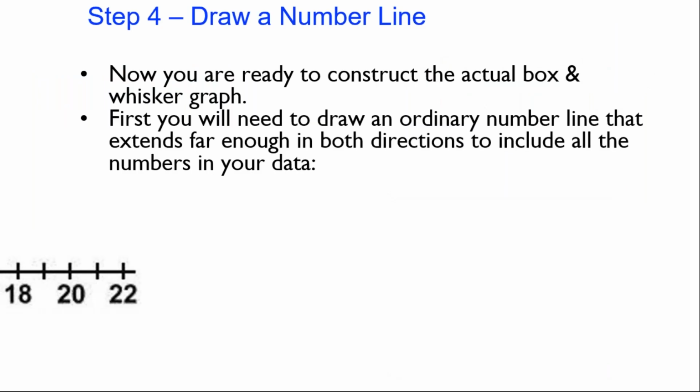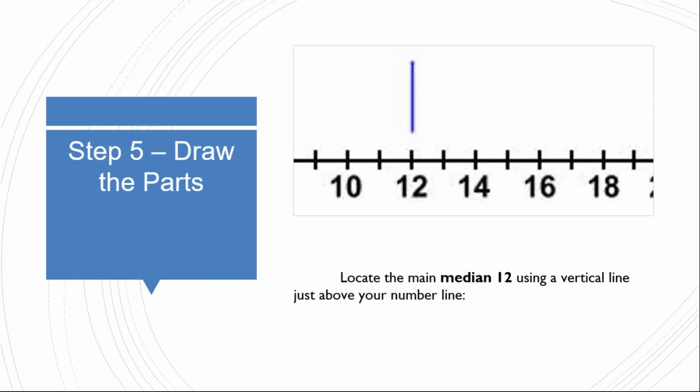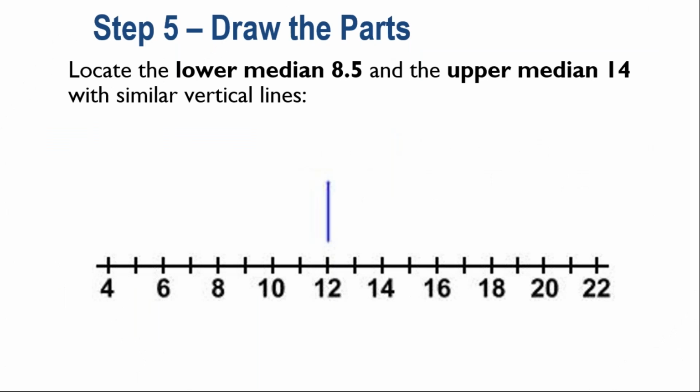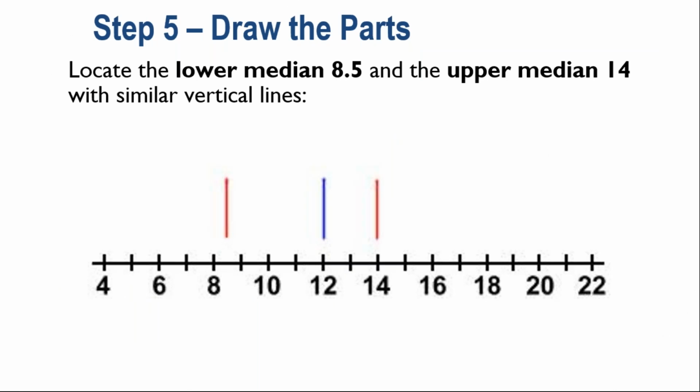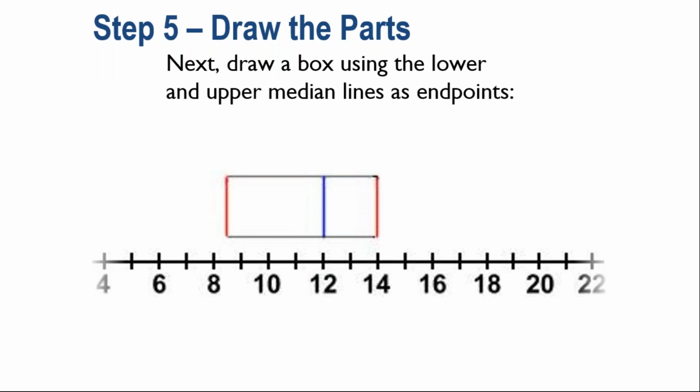Then you have to draw a number line. So the lower median is 8.5, and the upper median is 14, and the median is 12, using which we have drawn this. Now we have to draw a box around it.